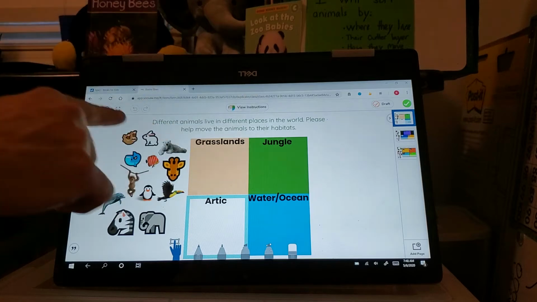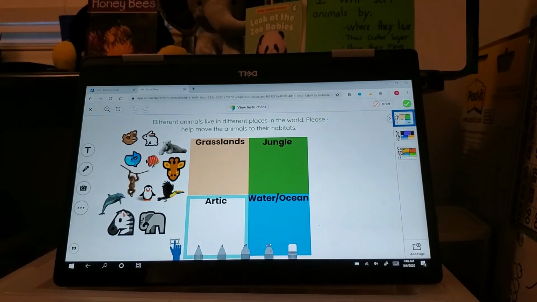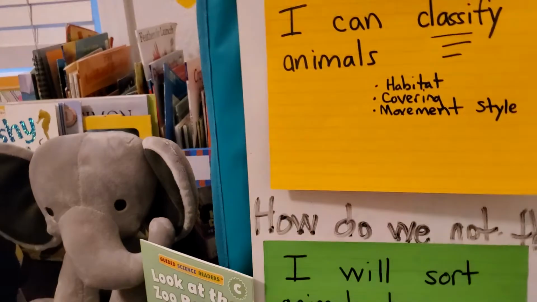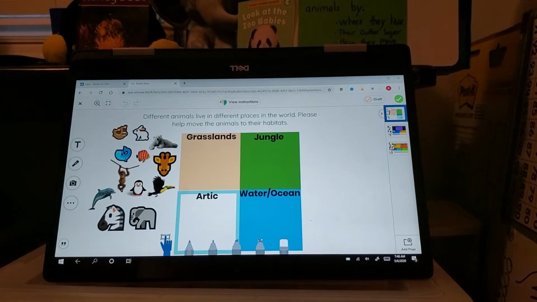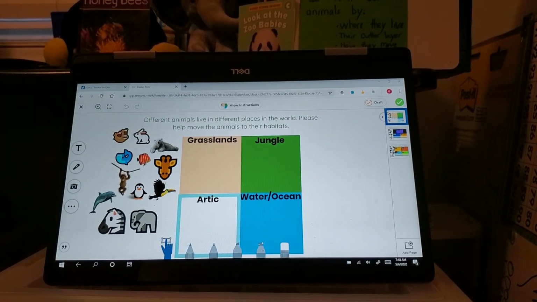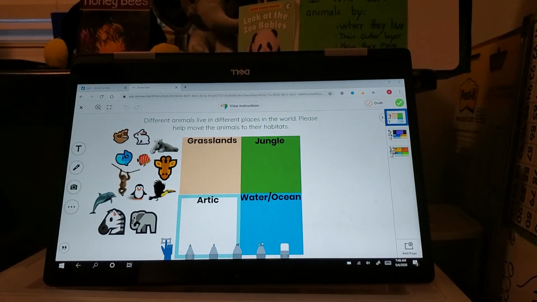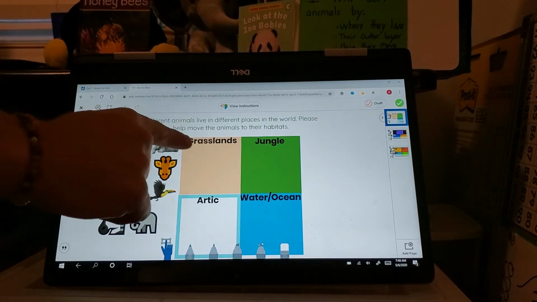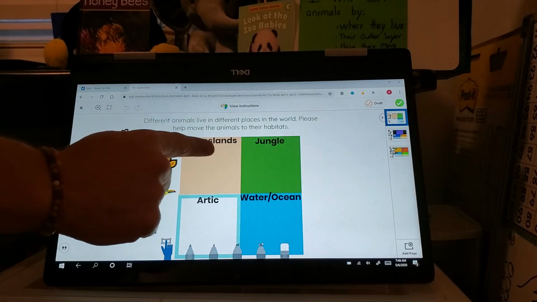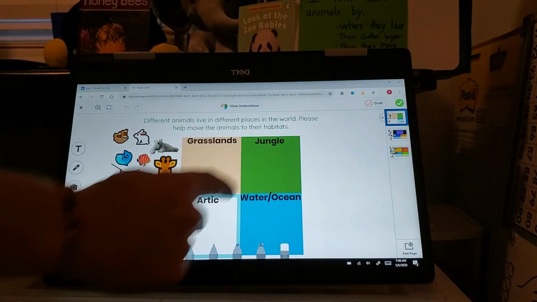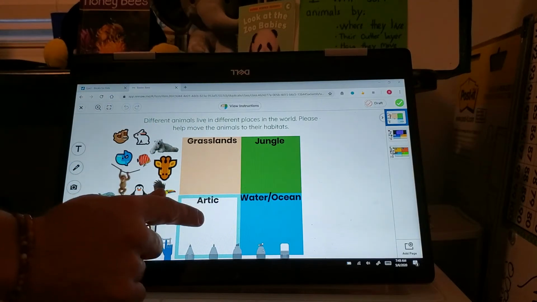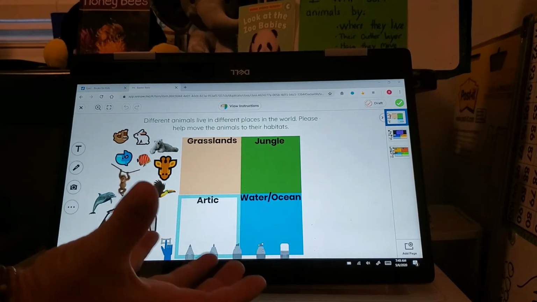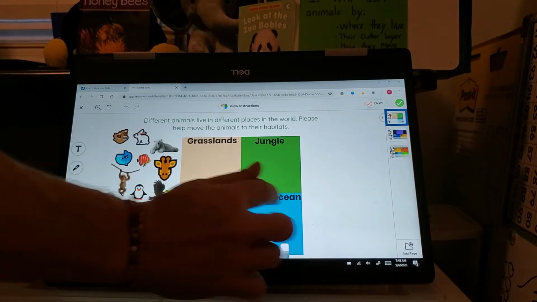Look, the first page is talking all about their habitat. Remember, we were talking about habitat or where they live. That's the first way we will show what we know. So, some of our animals we have over here is a sloth, an Arctic bunny, polar bear. We've got a dolphin and a monkey. Look, and your choices are the grasslands or kind of your desert area, your jungle where you're going to find trees, and then the Arctic. The Arctic is white because that's where you're going to find all your snow and ice. And then down here says the water or the ocean.